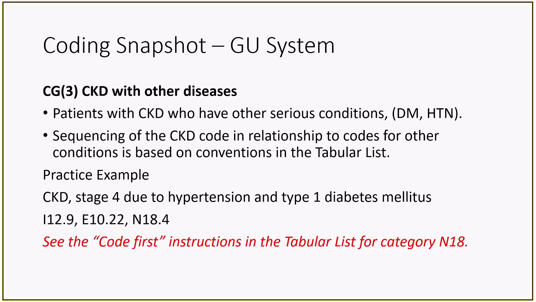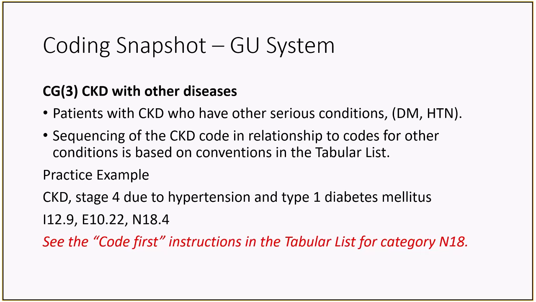We have CKD stage 4 due to hypertension and type 1 diabetes mellitus. This requires 3 codes. You've got your I12.9, which is hypertensive CKD, and you've got E10.22, that is your diabetes, and then you have to code the stage, which is stage 4, N18.4. I want you to note the instructions when you look at N18.4. It says see the code first instructions in the tabular list.